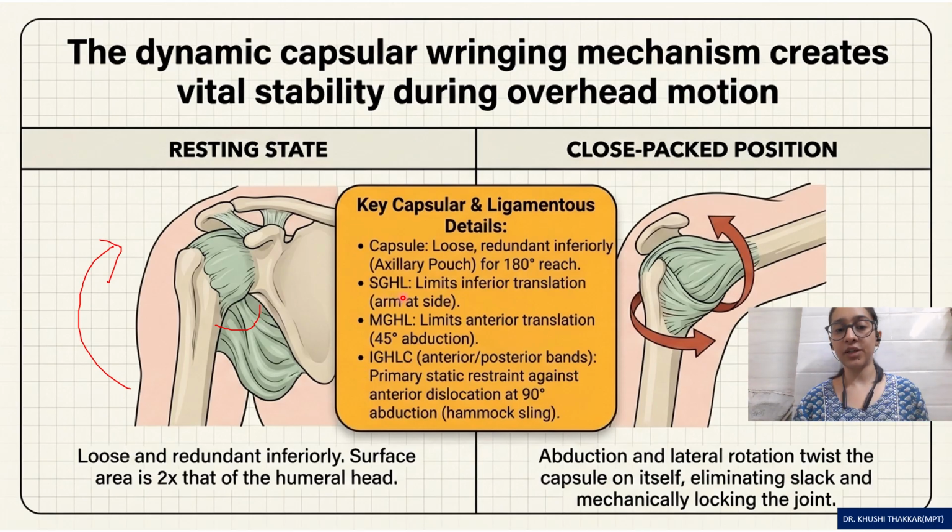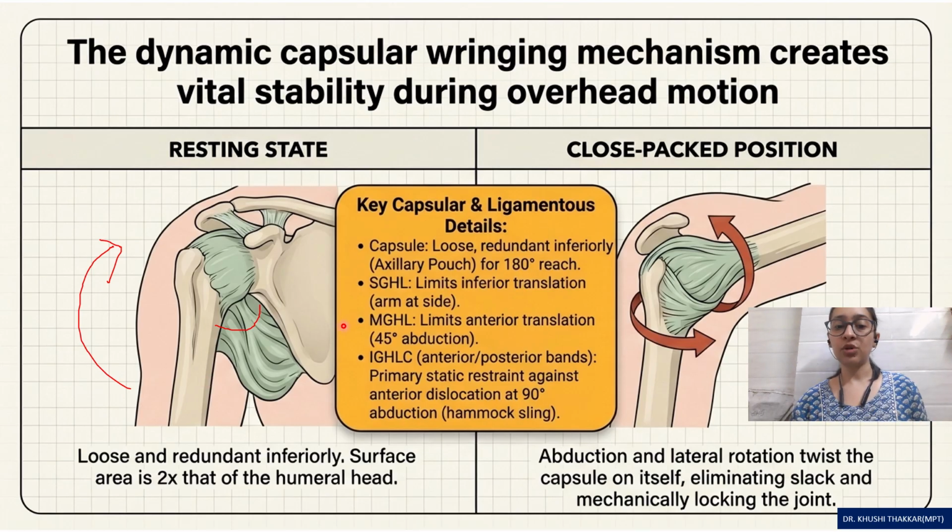Now, the superior glenohumeral ligament is attached here superiorly. Since it is attached superiorly, it will limit inferior translation. It will not let the humerus translate inferiorly beyond the anatomical limit.